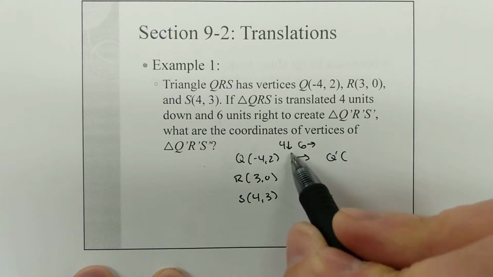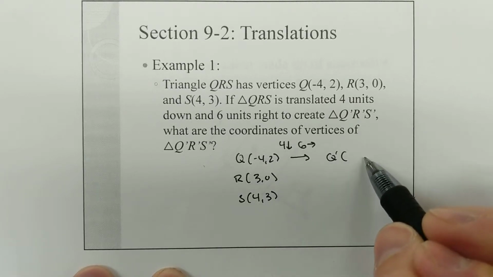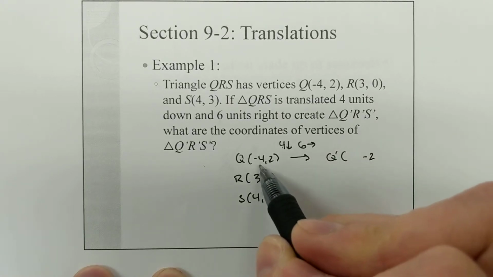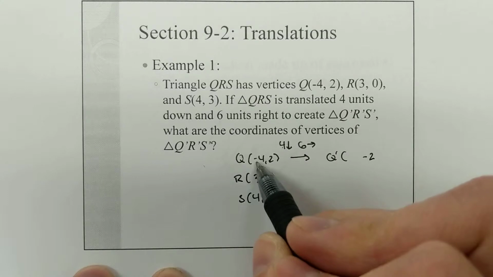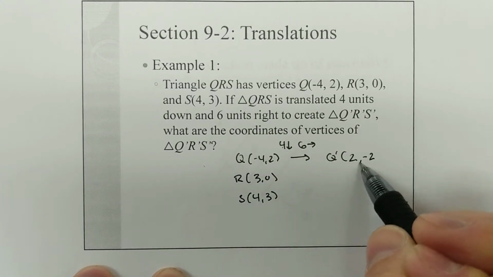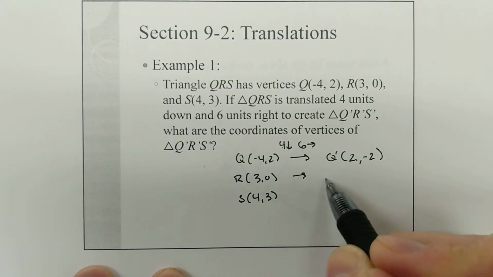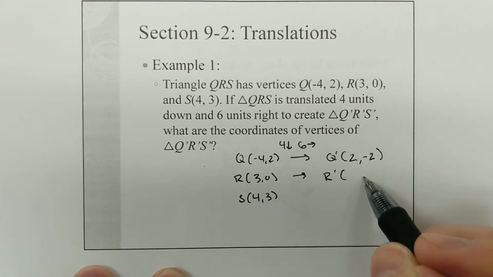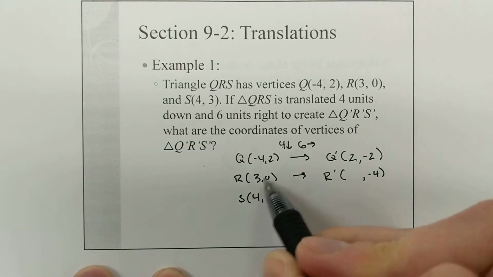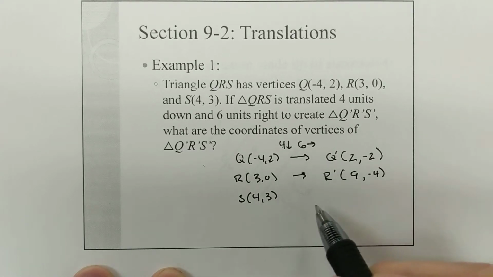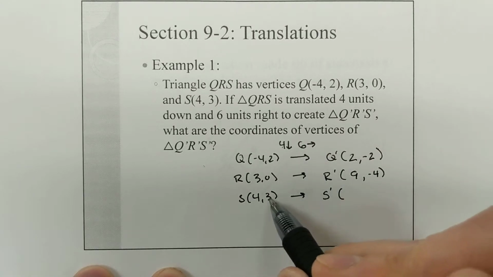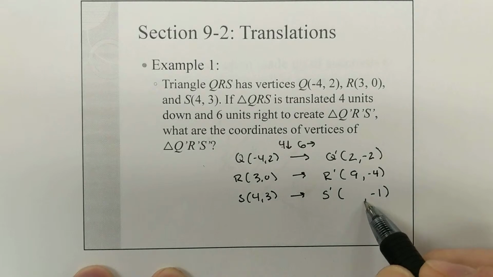So Q apostrophe, so if I go 4 units down, that's a change in the Y. So my Y value is now going to be -2 to go down 4. If I go 6 units to the right, so that's adding, -4 plus 6 is +2. So there's the new Q. For new R, so I went 4 units down, so 0 minus 4 is -4 on the Y. 3 plus 6 is 9 on the X. And then for the last one for S, 4 units down, 3 minus 4 is -1. And then the X, 4 plus 6 is 10.